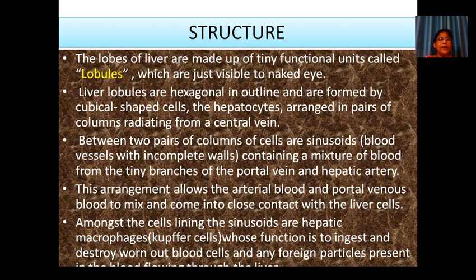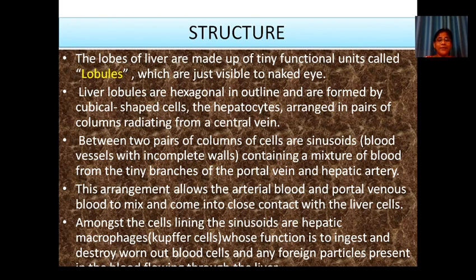And then these liver lobules are hexagonal, that means 6 edges will be there, a hexagonal outline, and are formed by cubical shaped cells. In this hexagonal lobule there are cubical shaped cells called hepatocytes. These hepatocytes are arranged in pairs of columns radiating from a central vein. Between two pairs of columns of cells are sinusoids.